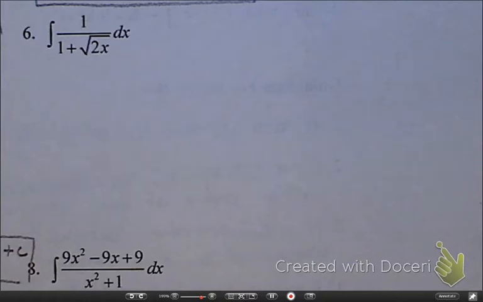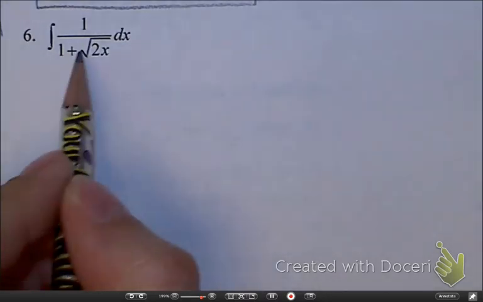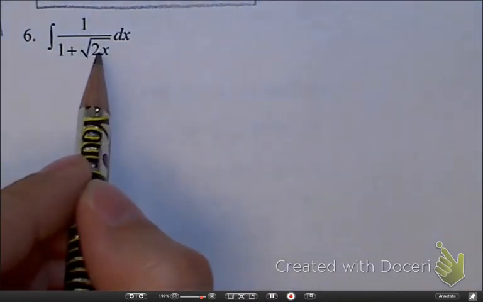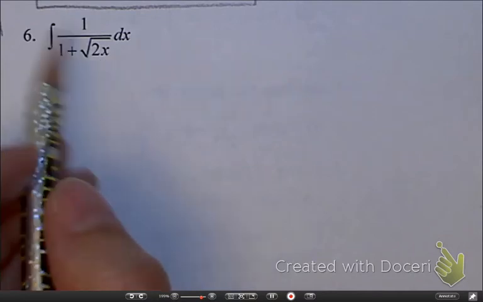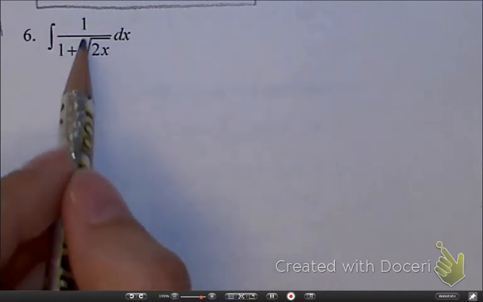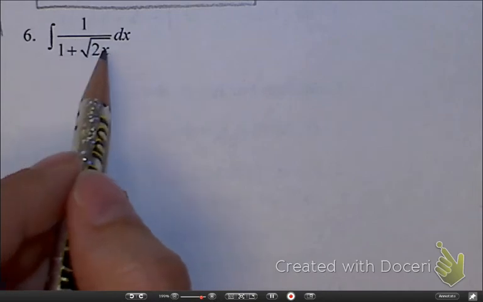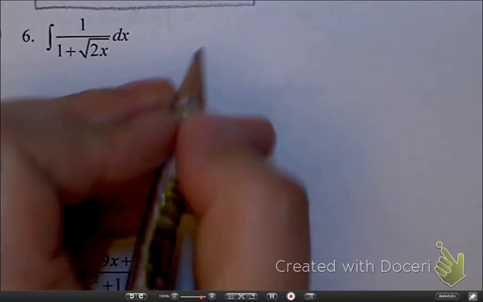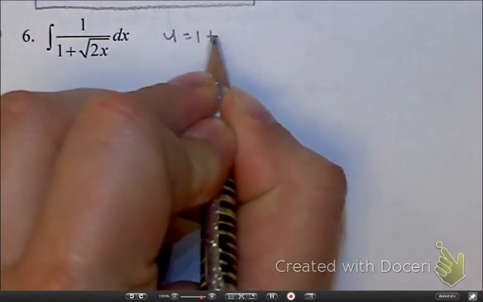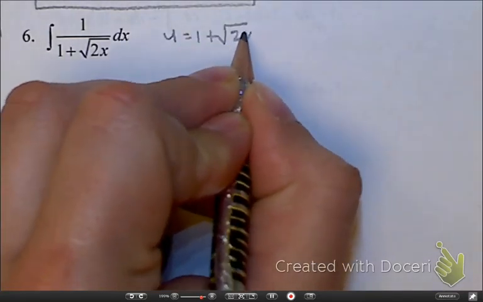All right, number 6 is a little bit tricky in the way that you would do it. If you tried making u equal to the square root of 2x, you would notice that the derivative would just be 2, and then we have 1 over 1 plus the square root of u, and it just would get kind of confusing. So if you make u equal to the entire denominator, and you might need a little bit of room on this one, so maybe write a little bit smaller.